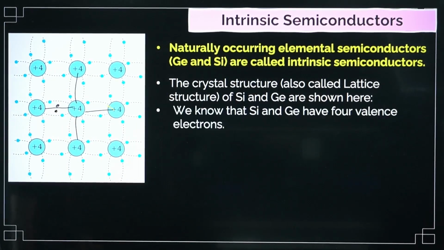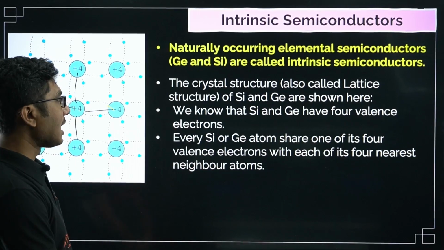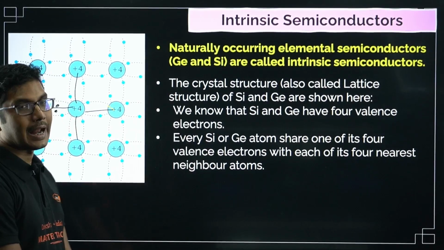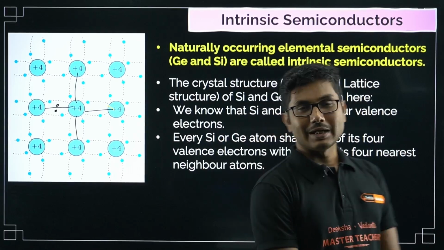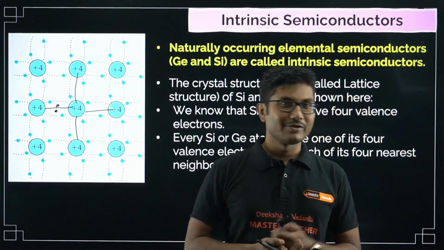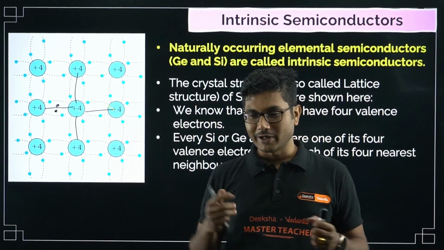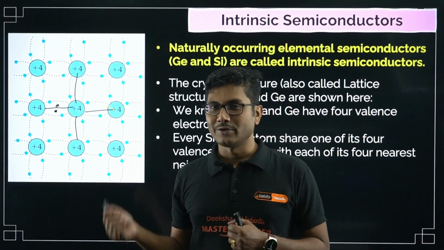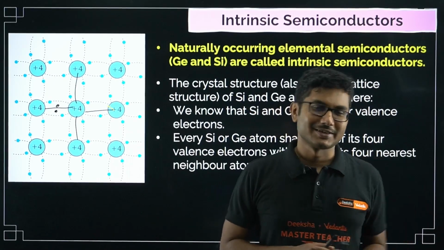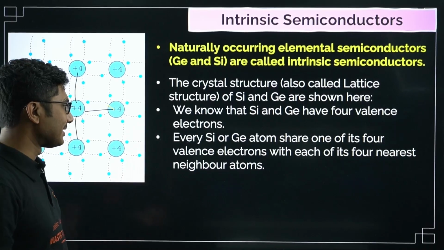Now we know that silicon and germanium have 4 valence electrons. Every silicon and germanium atom shares one of its 4 valence electrons with each of its 4 nearest neighbor atoms. Nearest neighbor means whoever is sitting next to it. Imagine this is a classroom, and you are chatting with whoever is on your left, right, front and behind. You say, today we want to go to play cricket. He says no, I have tuition classes. Another says no bro, I will go to play cricket. Like that you discuss. There are a lot of other things also you discuss, but I just give you one example.